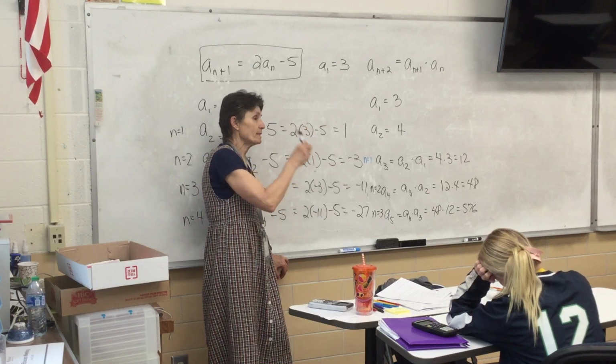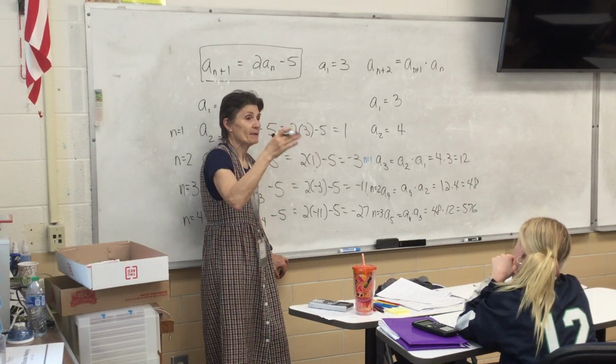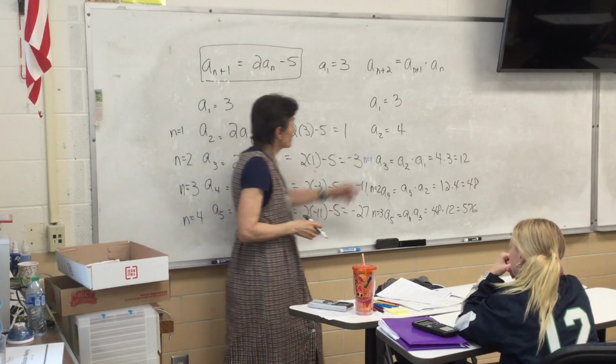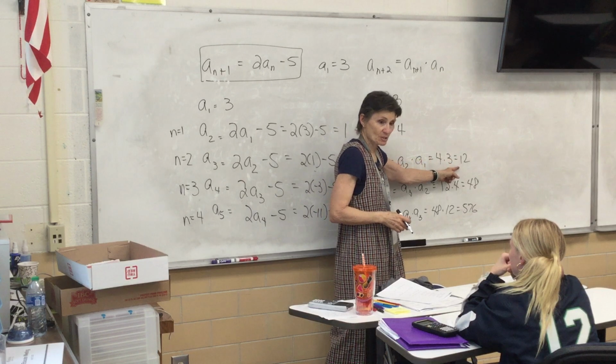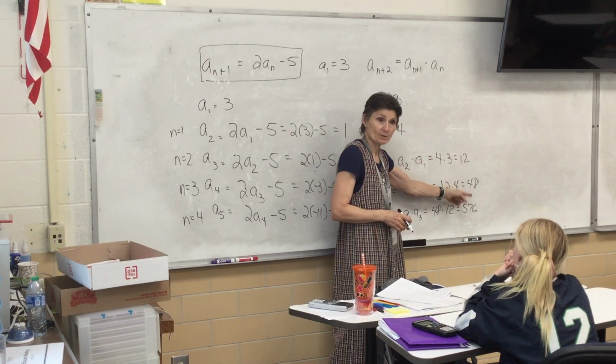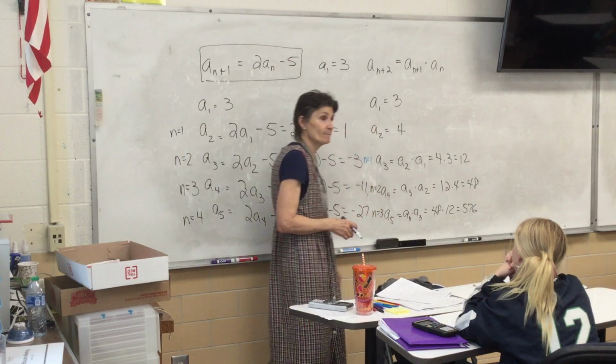Basically, what's going on here is the Fibonacci idea, but you're not adding, you're multiplying. So multiply these two to get the next one. Multiply these two to get the next one. Multiply these two to get the next one. Right?